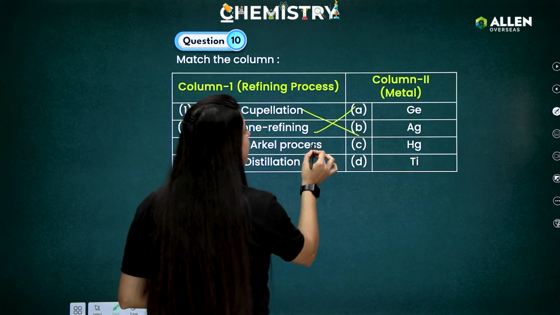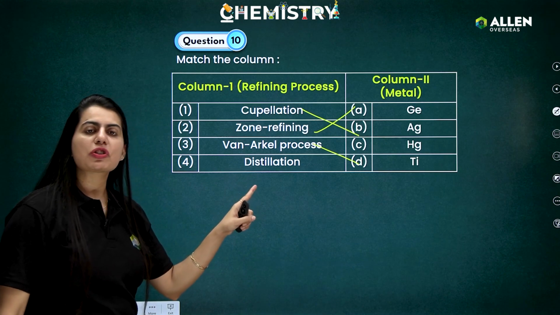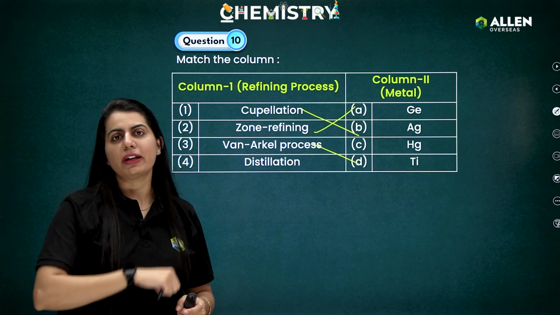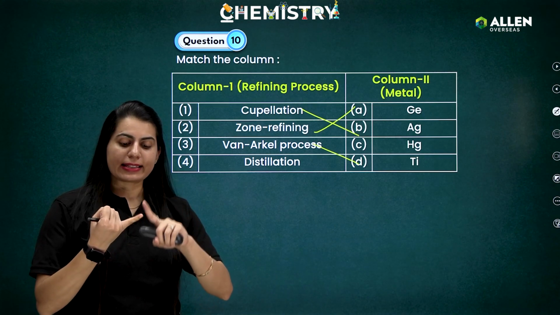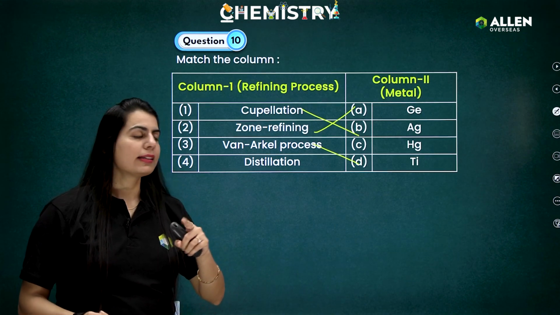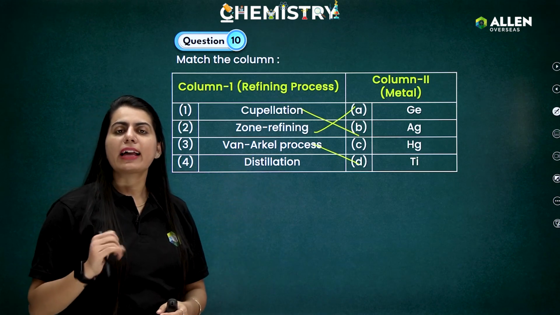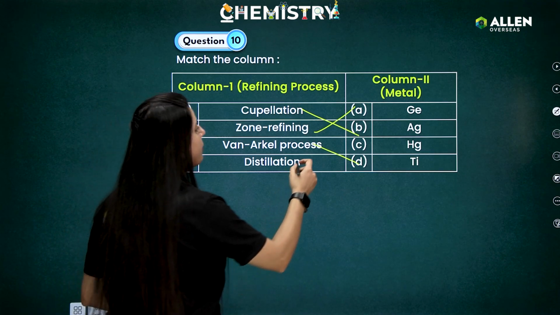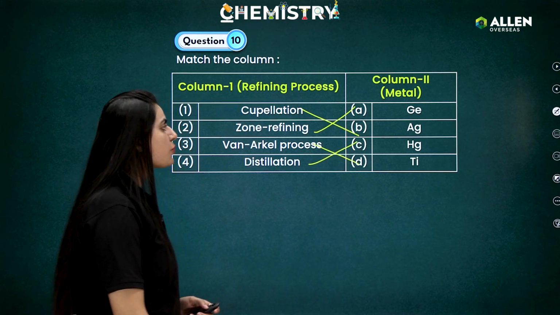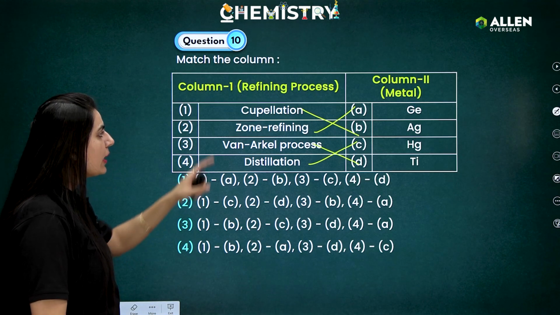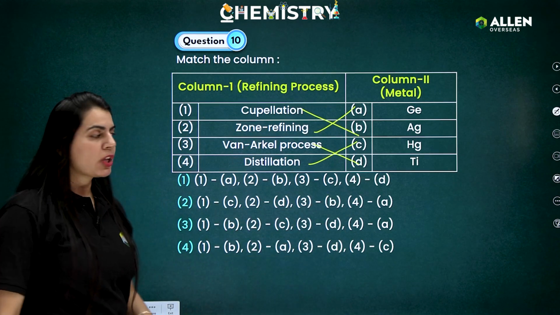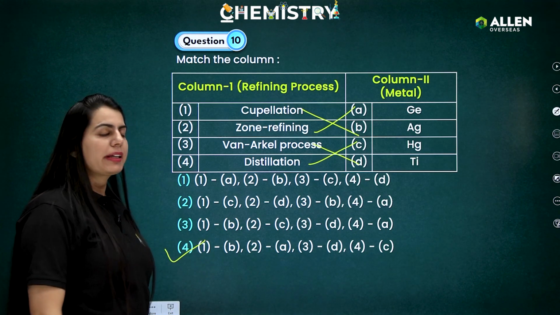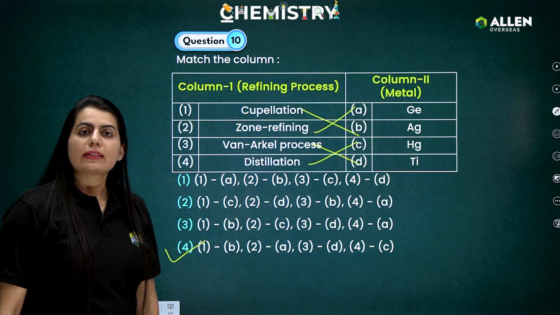So the answer will be D, and distillation is usually for those metals which have a lower boiling point than their impurities, like zinc, cadmium, mercury. You can learn that distillation can be used for all these pseudo transition elements. So here we'll have the answer C. So if I match, what I'll get is BADC. So BA and then DC. So the answer for this particular question will be 4th.